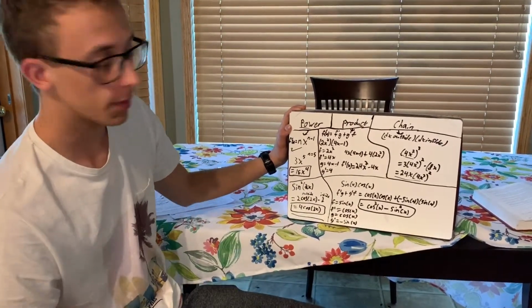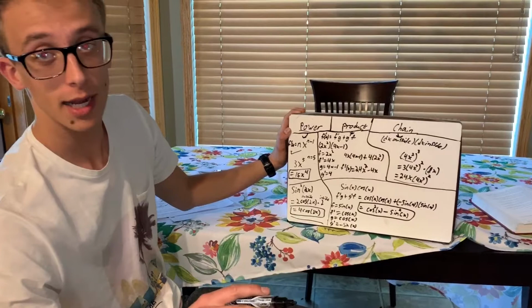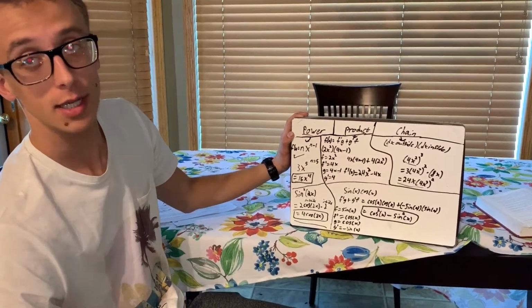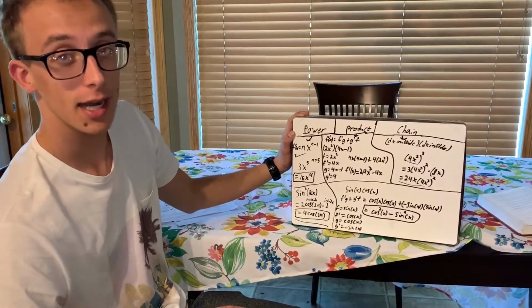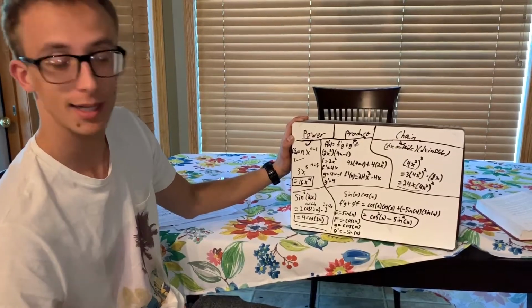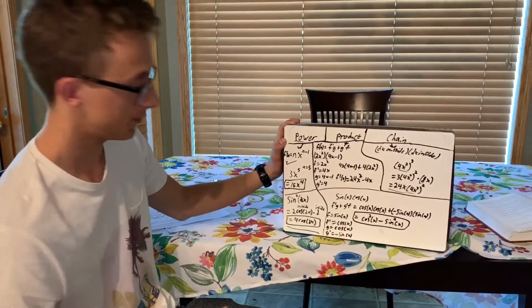Because the one trick to remembering is, if you have sine x, your derivative of that will be cos x, and then negative sine x, negative cos x, and back to sine x. It's kind of like a cycle.